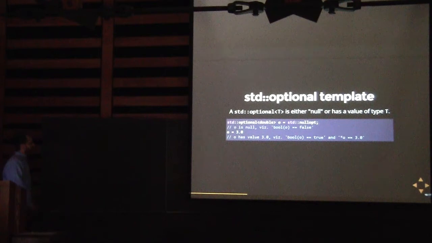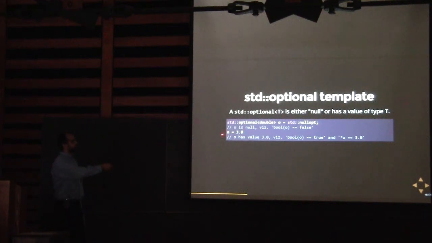For those of you who aren't familiar with std optional, it's a pretty easy class. A std optional of T is either null or it has a value of type T. Hopefully this is a review for most of you. So if you want to have an optional which is initialized to nothing, you just set it equal to std nullopt. And I think this is in C++17 right now.